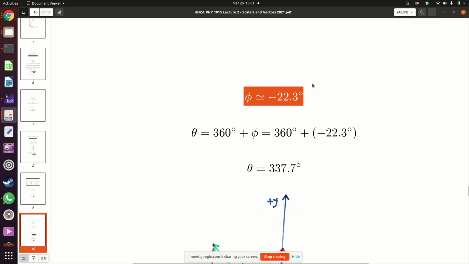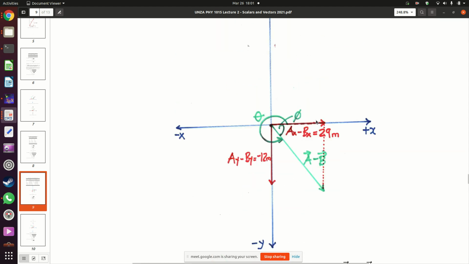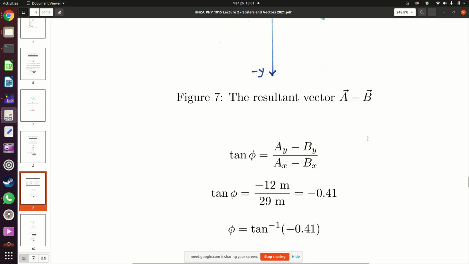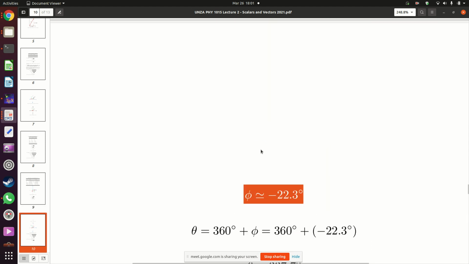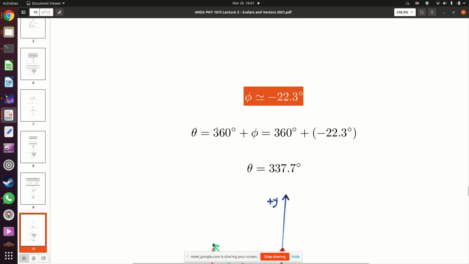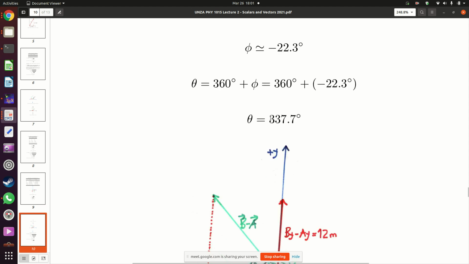In this case the x-axis makes an angle of 360 degrees. Then 360 degrees plus phi is what gives you theta. So theta is going to be equal to 360 degrees plus phi, which is 360 degrees plus minus 22.3 degrees, and you end up with an angle theta equal to 337.7 degrees.